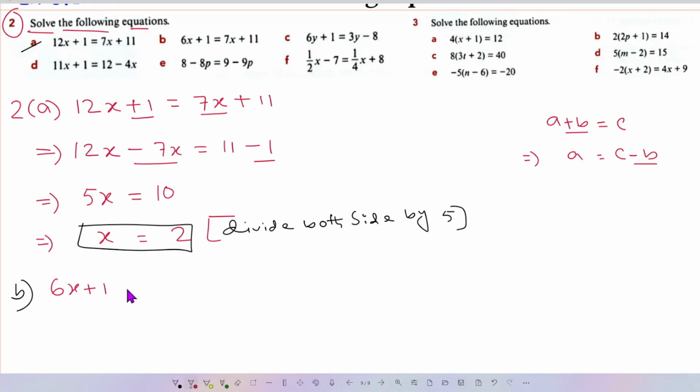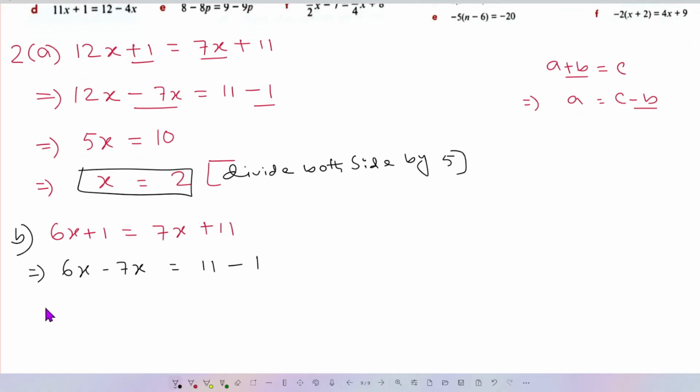6x plus 1 equals 7x plus 11. So 6x minus 7x equals 11 minus 1, right? Then 6x minus 7x is minus x equals 11 minus 1, which is 10. Now we can multiply or divide both sides by minus 1. So x equals minus 10.